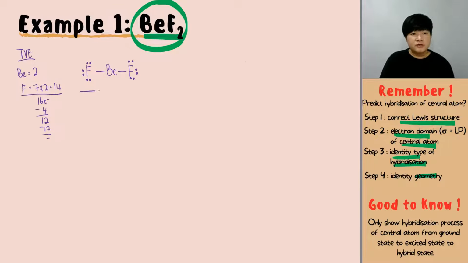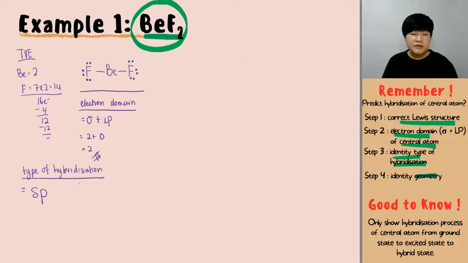From the correct Lewis structure that you have drawn, we can then move to the electron domain. From the electron domain that you have identified, which is 2, we can then move on to the type of hybridization for your central atom.